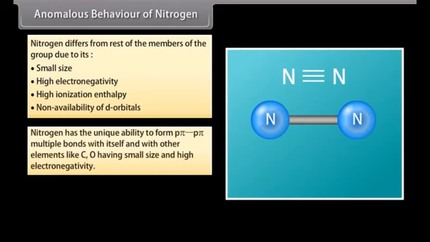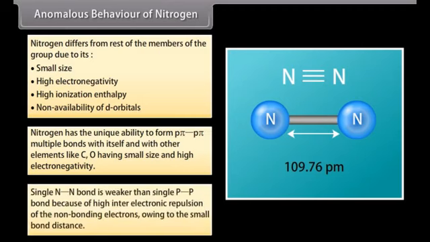Nitrogen has the unique ability to form pπ-pπ multiple bonds with itself and with other elements like carbon and oxygen, having small size and high electronegativity. Thus, nitrogen exists as a diatomic molecule with a triple bond between the 2 atoms having high bond enthalpy 941.4 kJ per mole. Single nitrogen-nitrogen bond is weaker than single phosphorus-phosphorus bond because of higher inter-electronic repulsion of the non-bonding electrons owing to the small bond distance.